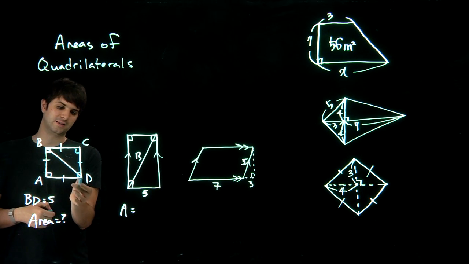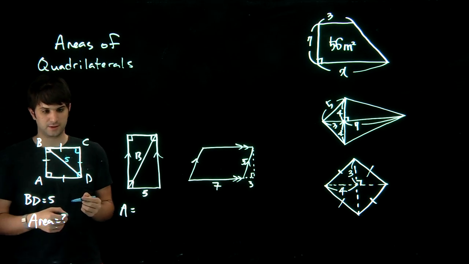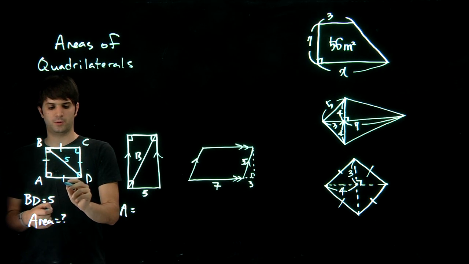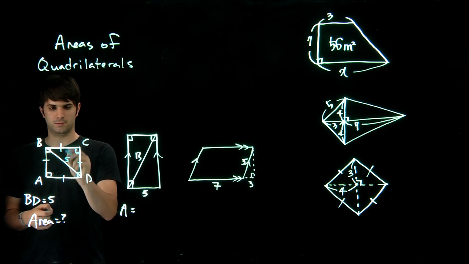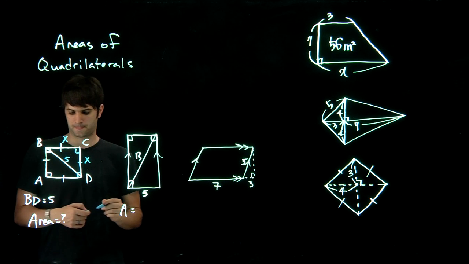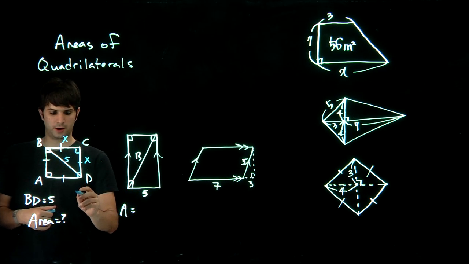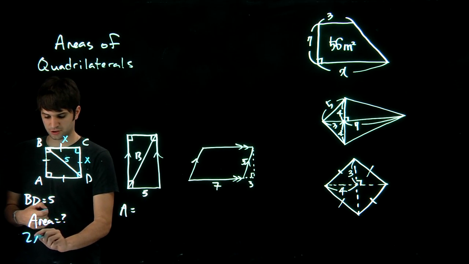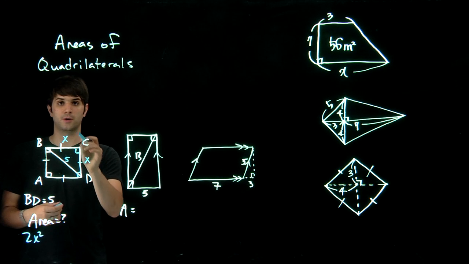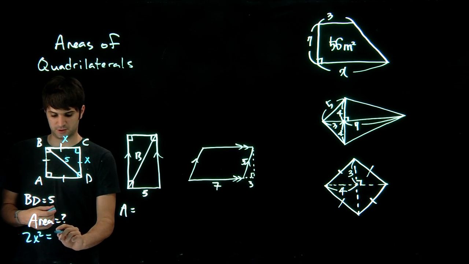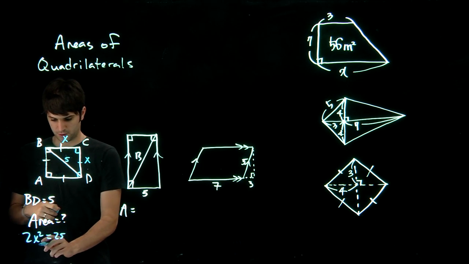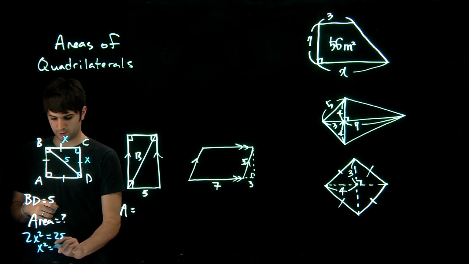Okay, so we know that BD is 5, and we need to find the area. So we don't know the side lengths, but we know that this could be, let's say, x and x. Okay. So we know that by Pythagorean Theorem, x squared plus x squared equals 5 squared. So this equals 25. Okay. So x squared equals 25 over 2.